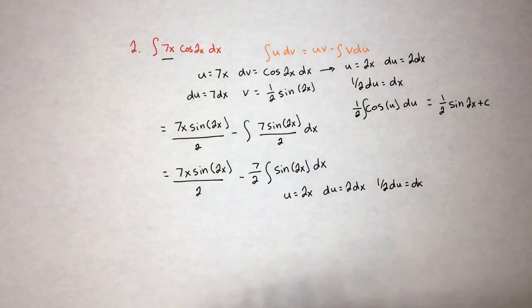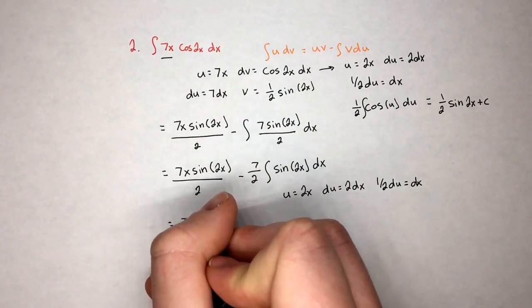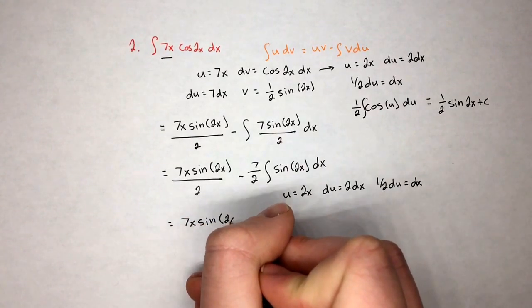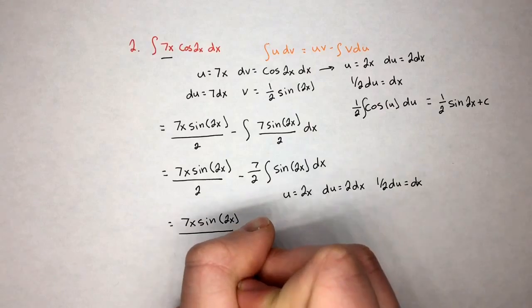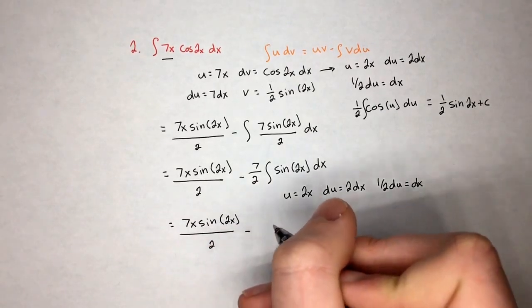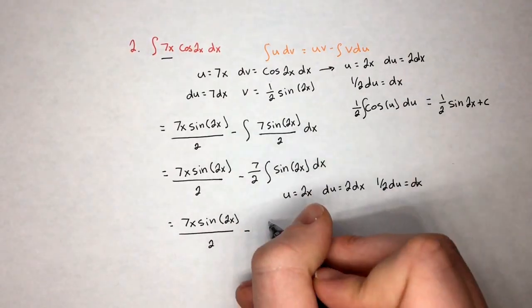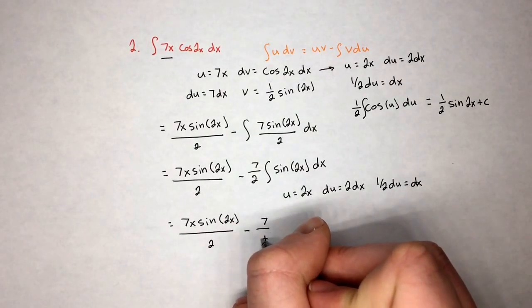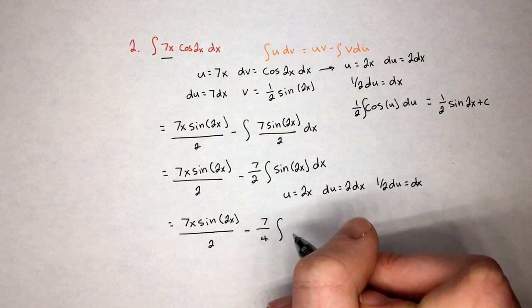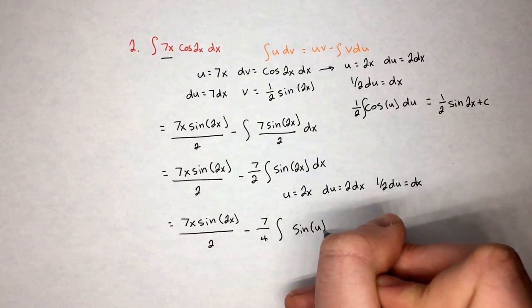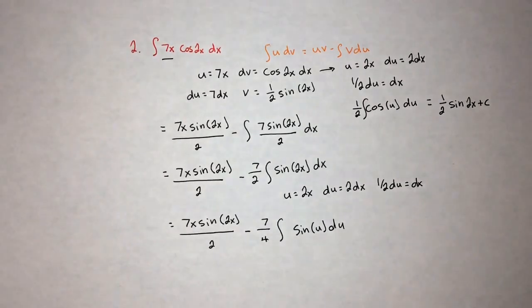So now we will go ahead and rewrite this whole thing out. So we get 7x times the sine of 2x all over 2 minus, and we'll go ahead and combine the 1/2 and the 7/2 to get 7 over 4 times the integral of sine of u du. And so now we can evaluate this integral just like any other.